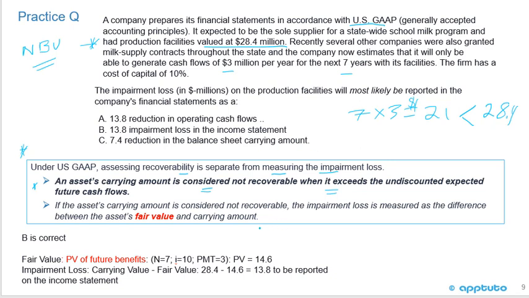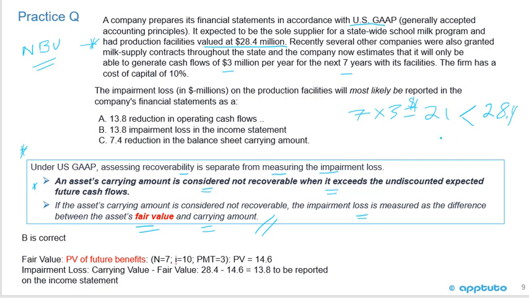Step number two, we need to calculate the amount. And this is why I said I take a little bit of issue, because they say value. Under US GAAP, if the asset's carrying amount is considered not recoverable, the impairment loss is measured as the difference between the asset's fair value and the carrying amount. So they haven't given you the fair value here. Recall the definition for fair value is the amount that two parties would exchange in an arm's length transaction, okay? But it hasn't given you that, and it's given you valued at 28.4 million.